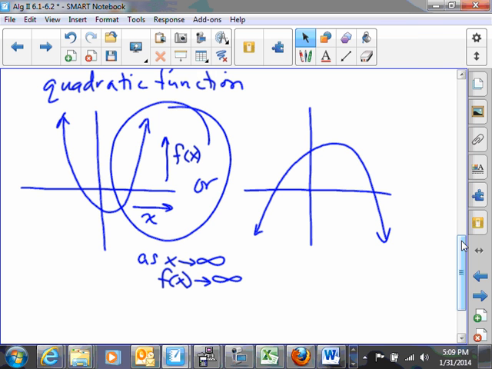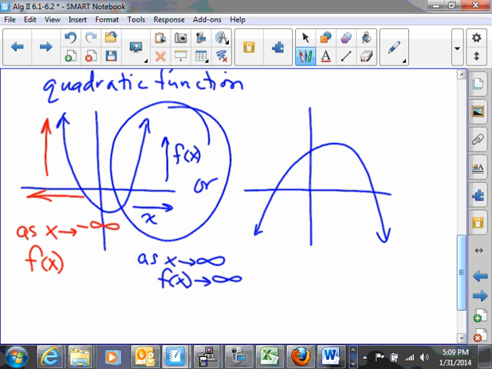Now notice over here, as x gets more and more negative, f of x again is taking off to the skies with no boundary. So we would say as x decreases without bounds, notice what I'm writing is as x goes to negative infinity, f of x, still in this case, is going to go to positive infinity. So as x decreases without bounds, f of x increases without bounds. And this is end behavior.